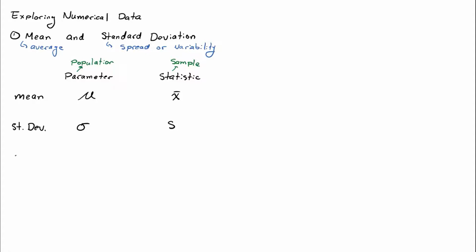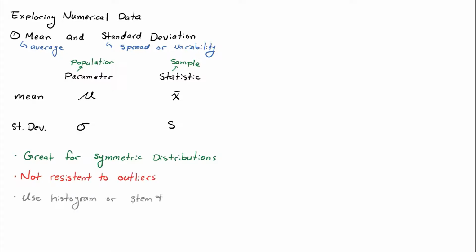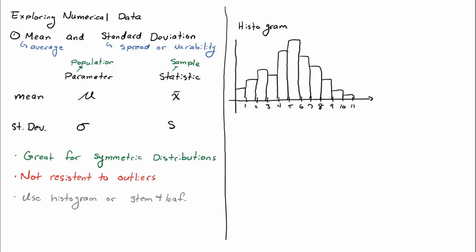The mean and standard deviation are great for describing symmetric distributions. However, they are not resistant to outliers, as we will see. The best way to see these is either a histogram or stem and leaf plot. A histogram looks almost like a bar graph, except the bars are touching. This bar is the percent of our data points between 5 and 6.